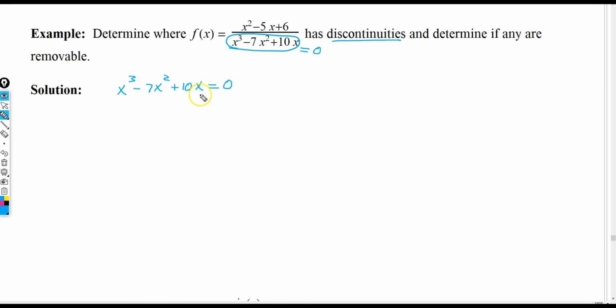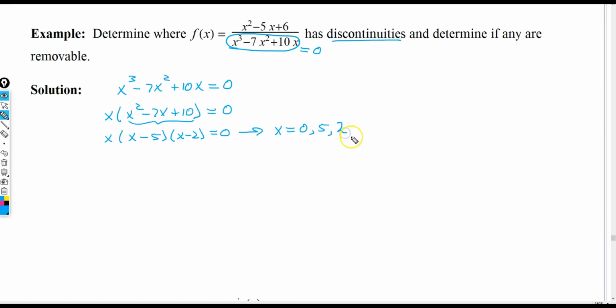Now let's see, this factors as, and this term here further factors as, and this has solutions. So at these points 0, 5, and 2, those are the values where the function is not going to be continuous. Now let's determine if any of these are removable.